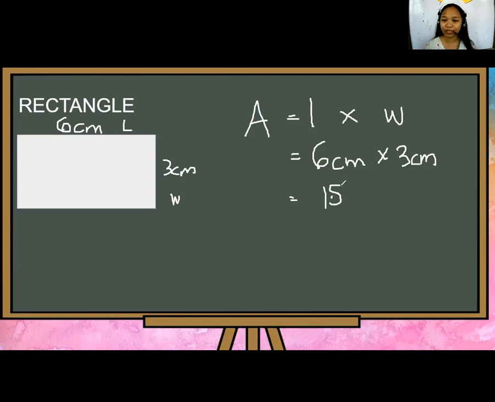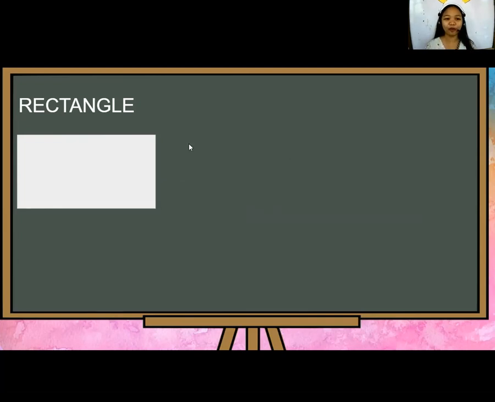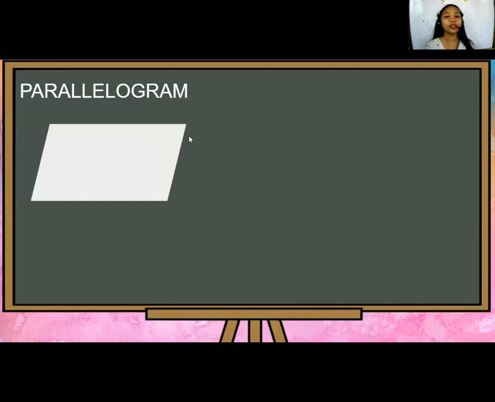Okay, if you can notice, when you add 2 centimeters together, the answer is still centimeters. But if you multiply them, just like in this case, centimeters times centimeters, it will become centimeter squared. So the area of this rectangle is 18 centimeter squared. Great job, everyone. Okay, now let's move on to a parallelogram.